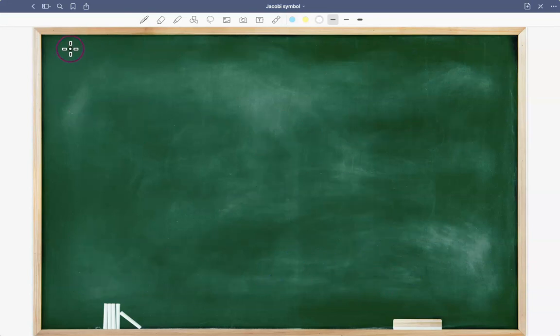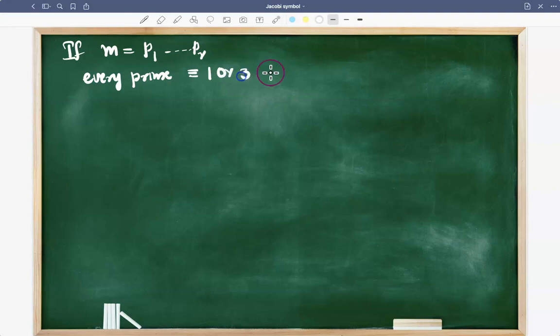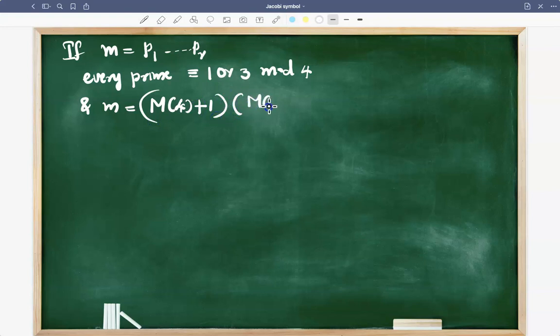That is because if we write m is equal to p1, p2, etc. pr, then we can see that every prime is congruent to 1 or 3 modulo 4. A prime will be either a multiple of 4 plus 1, or there may be prime divisors which are a multiple of 4 plus 3 in the factorization. So the product m will be something like this. Here there may be a few primes which are congruent to 3, so there may be a few factors like this, and there may be a few primes which are congruent to 1. So there may be a few factors like a multiple of 4 plus 1 in the factorization of m.